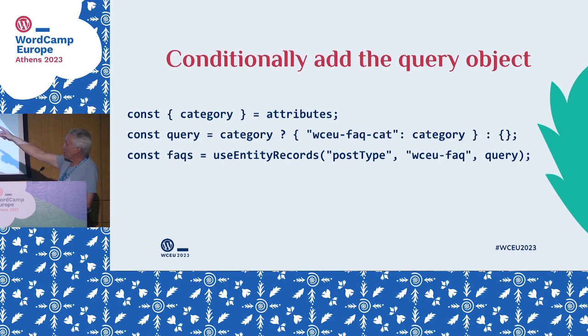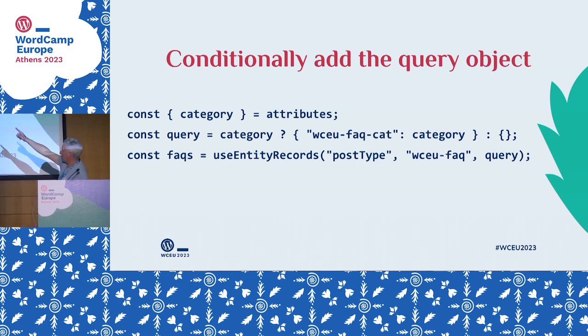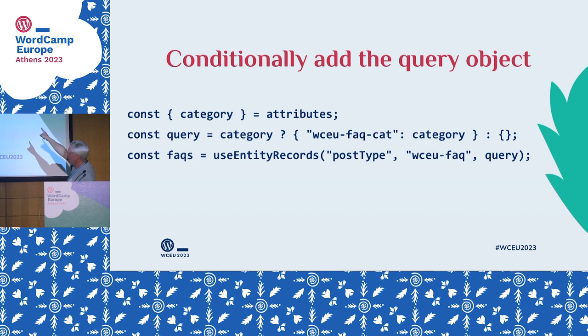So if category is not zero, so if it's an ID of a category, then it will return that object, which is the same as what we previously had where it says query there. Otherwise, it will return an empty object. You could actually return null there as well. And so use entity records will either fetch the post type WCFAQ with no query if there isn't a category, or if category is zero, which is the default, or it will use the category object there, WCEUFAQ category, in place of query there. I'm sure you all understand what's going on there.